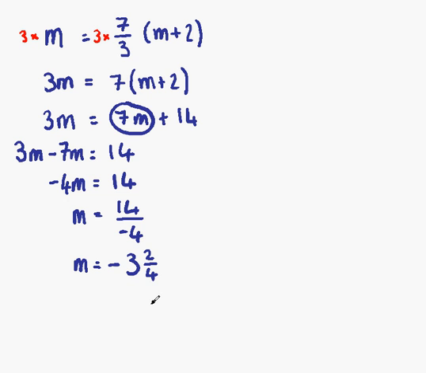Is that the final answer? Well, no, because the 2 quarters part can be simplified. m equals minus 3, and 2 quarters is the same as 1 half. Minus 3 and a half, and that's our final answer.